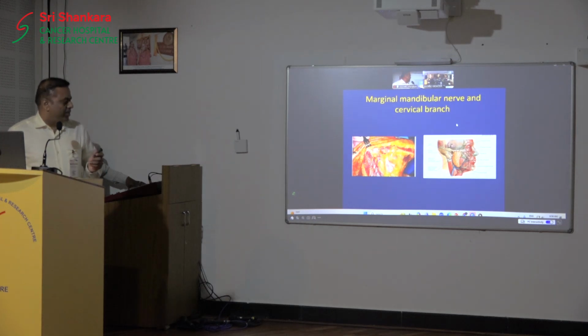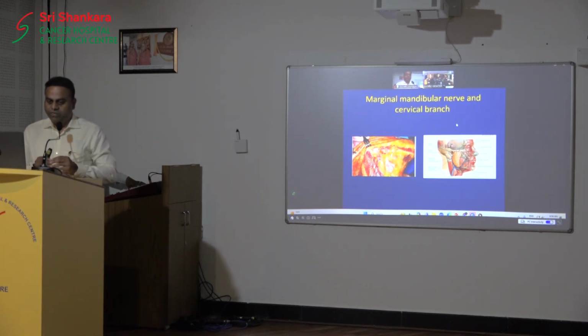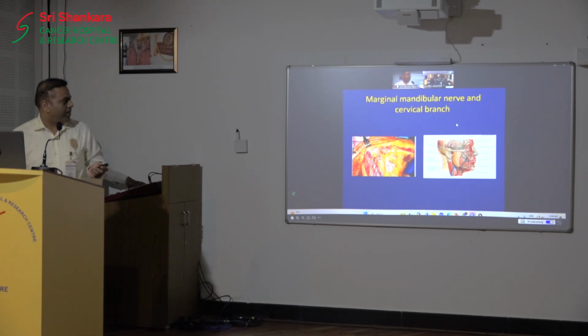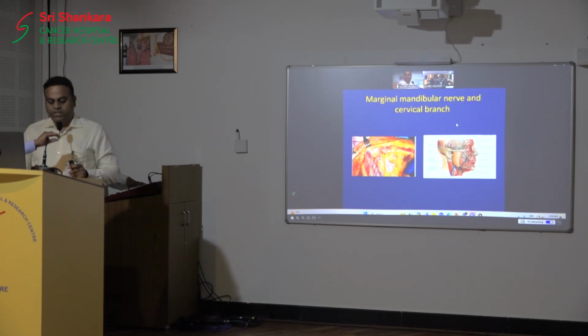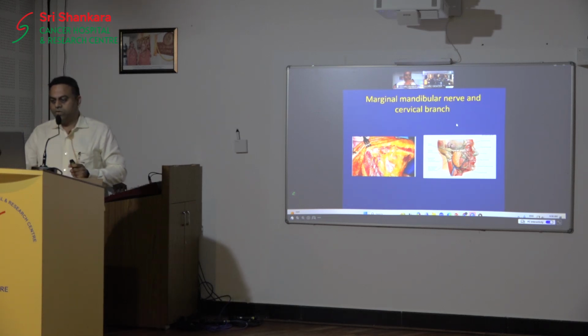Next, this is the nerve which we encounter when we are proceeding with the neck dissection. This is the marginal mandibular or the cervical branch, this is the second branch we encounter during the neck dissection.